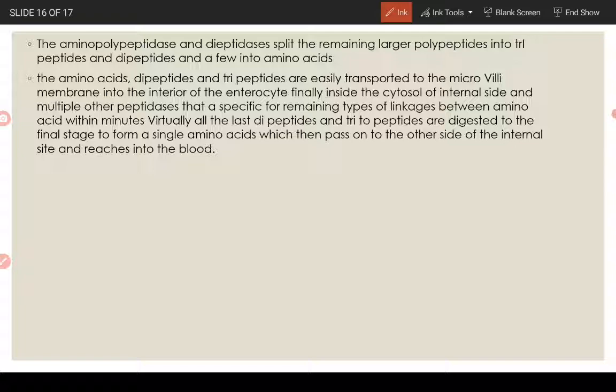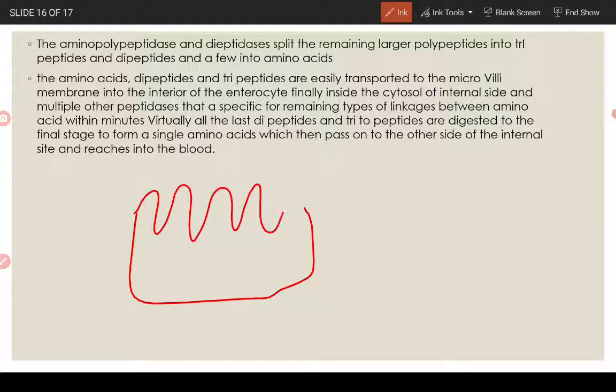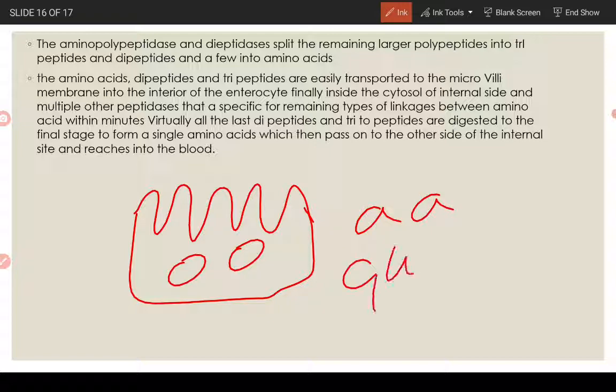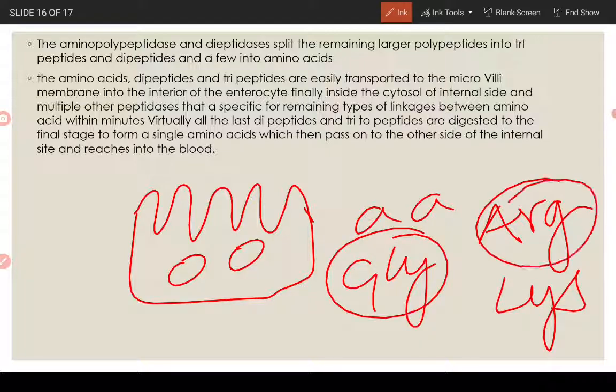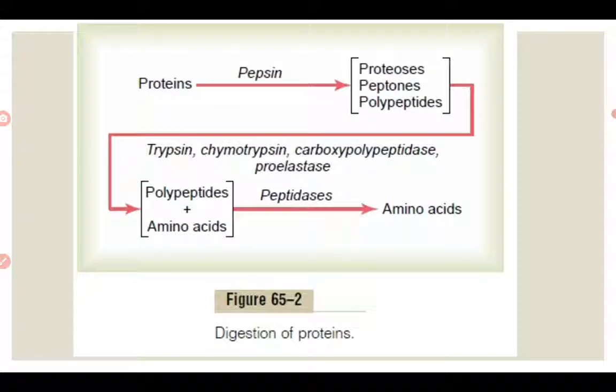And then there are other enzymes within the enterocyte cell. Within the enterocyte, there are other peptidases which break down these dipeptides and tripeptides into singular amino acids. Like there will be only glycine, only arginine, and only lysine, right? So they'll all be separated by the end of the digestion when they enter the enterocyte, right?